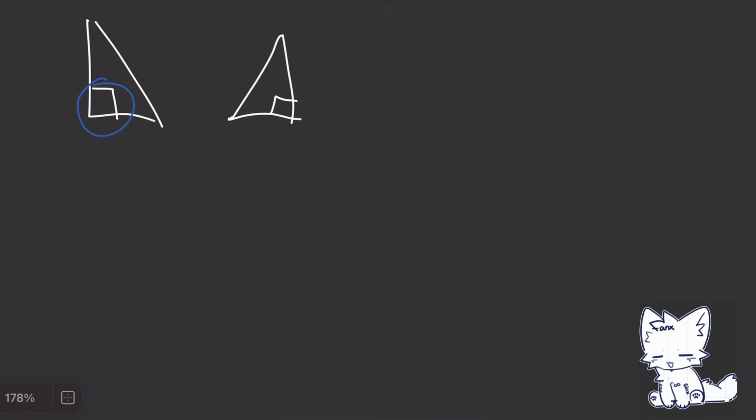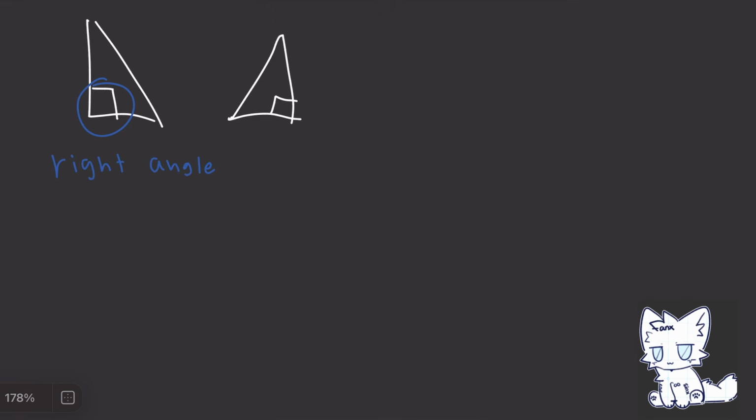Alright, so for the Pythagorean theorem, we must understand that this theorem is only applicable to right triangles. So what is a right triangle? A right triangle is basically any triangle that has one of the angles a right angle. So you see this square marking over here? This means that the triangle has a right angle.